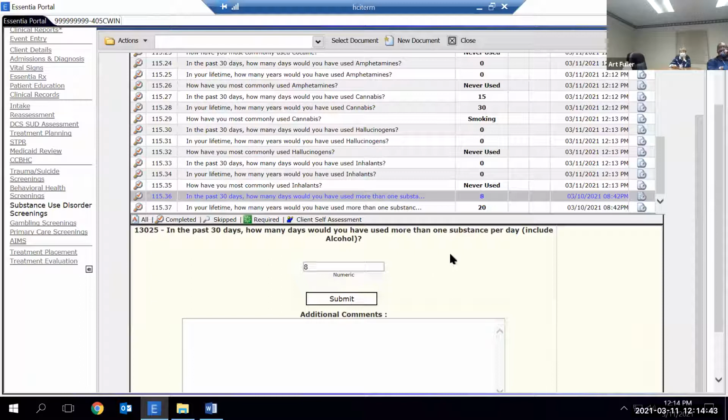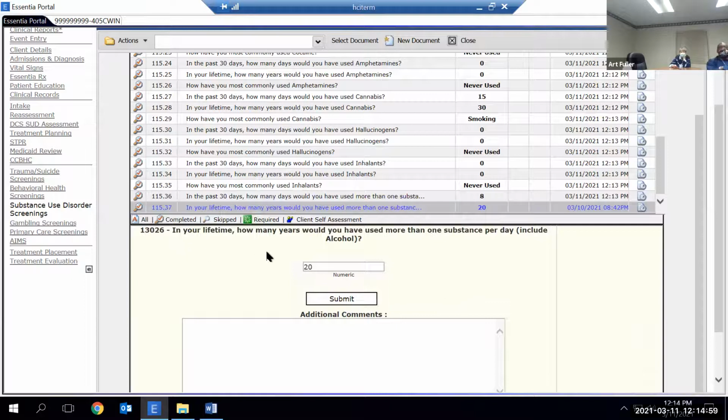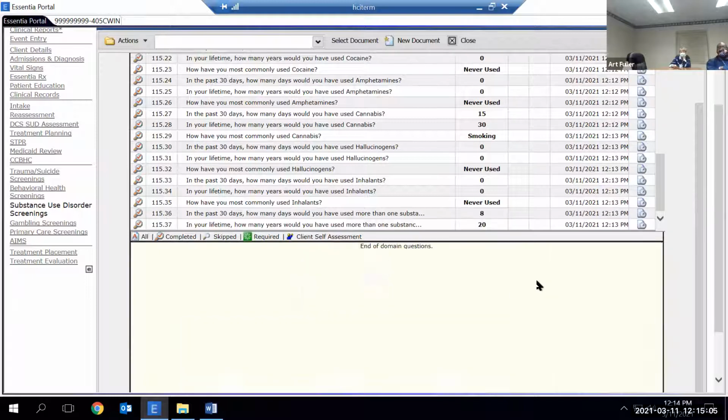The last couple of questions, it's in the past 30 days. How many days would you have used more than one substance per day? So he's a drinker and a smoker. So he says about 8 times a month he's smoking and drinking. So you would put 8. And then in the lifetime, again, he has said about 20 years he's done both at the same time.